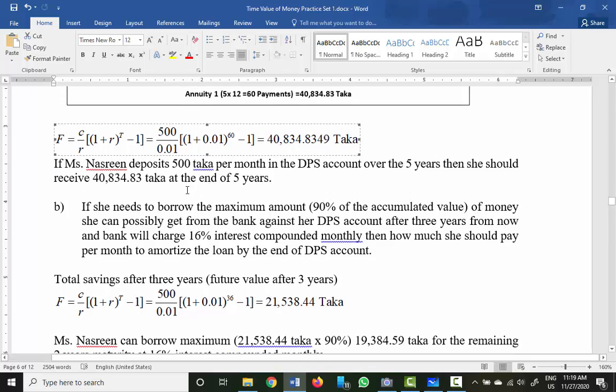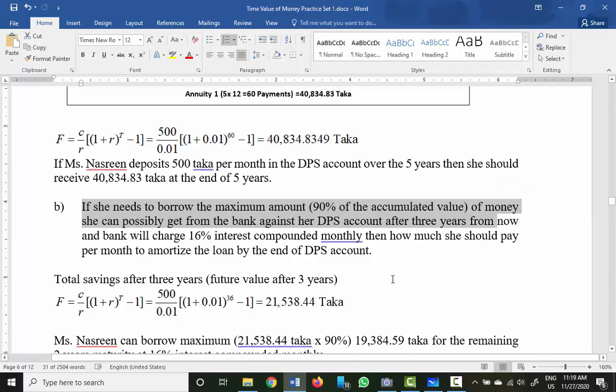So that means Miss Nasreen will get this much amount of savings, or this much amount of taka, at the end of 5 years. Now the second part of the question is asking that if she needs to borrow the maximum amount, that is 90% of the accumulated value of money she can possibly get from the bank against her DPS account after 3 years from now.